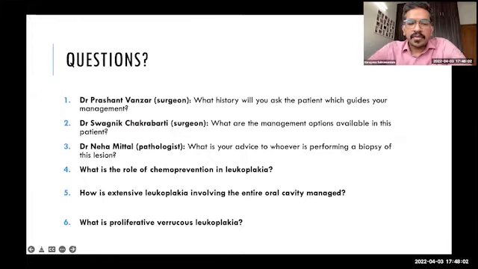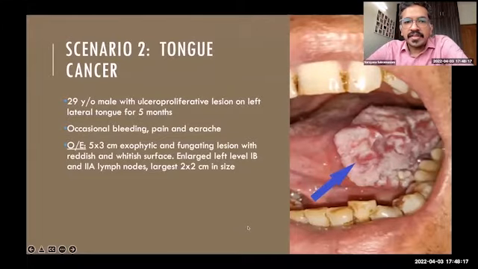Excellent point. So I think for good outcomes, it's our responsibility as clinicians to give the maximum information available to the pathologists and the radiologists and everybody else who is helping us make clinical decisions, in order to get accurate information out of them. So we'll move on to the second scenario, which is tongue cancer.